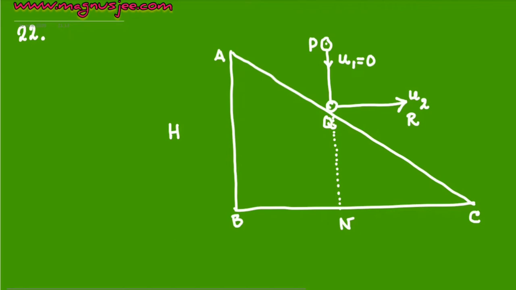Capital H is the height from the point P from which the body falls. Small h is the height of the point Q. Here, remember that capital H is the height of the point P, not the height of the point A. So capital H is the height of the point P from the base, or from the horizontal.